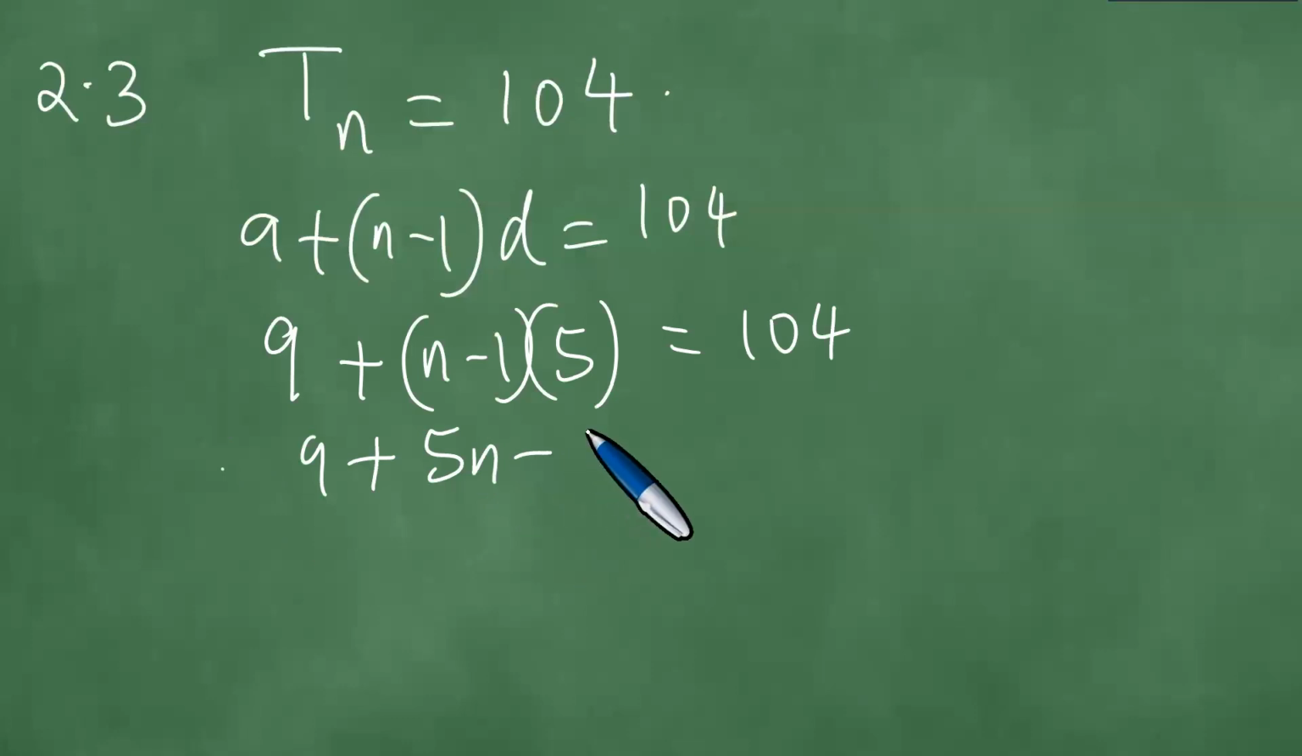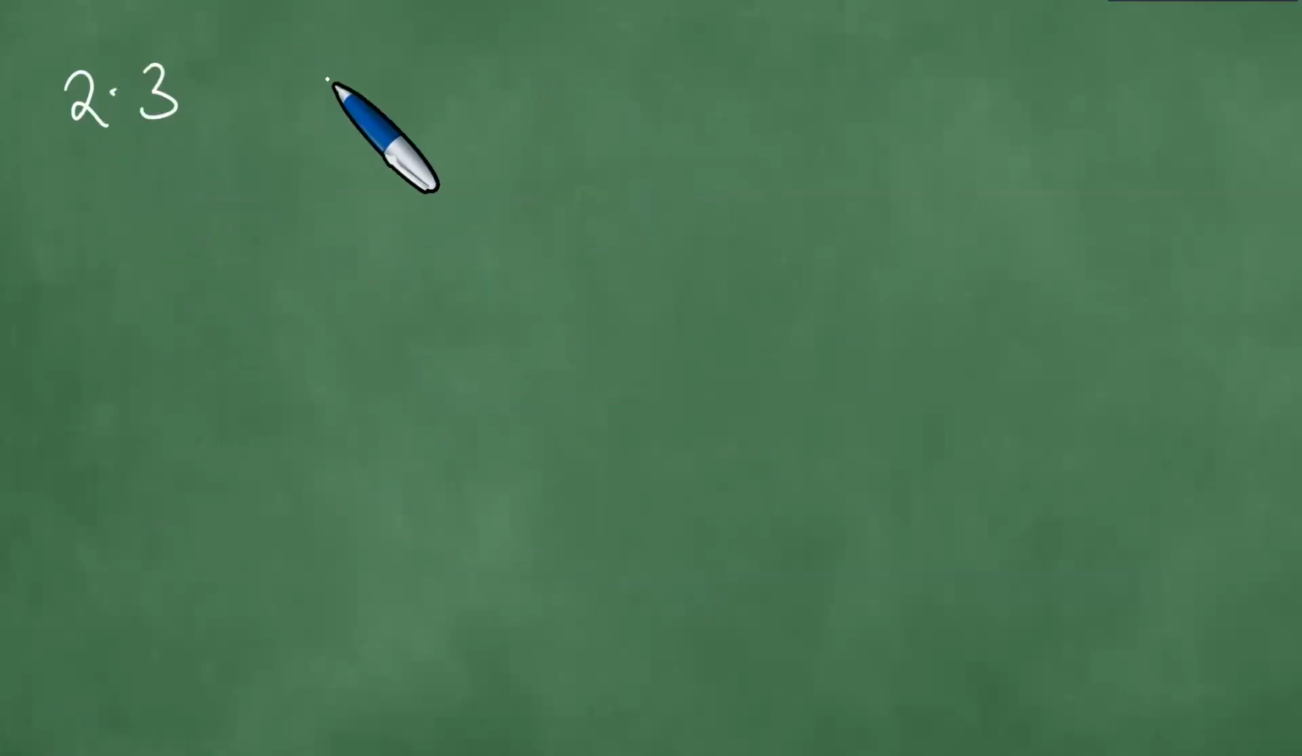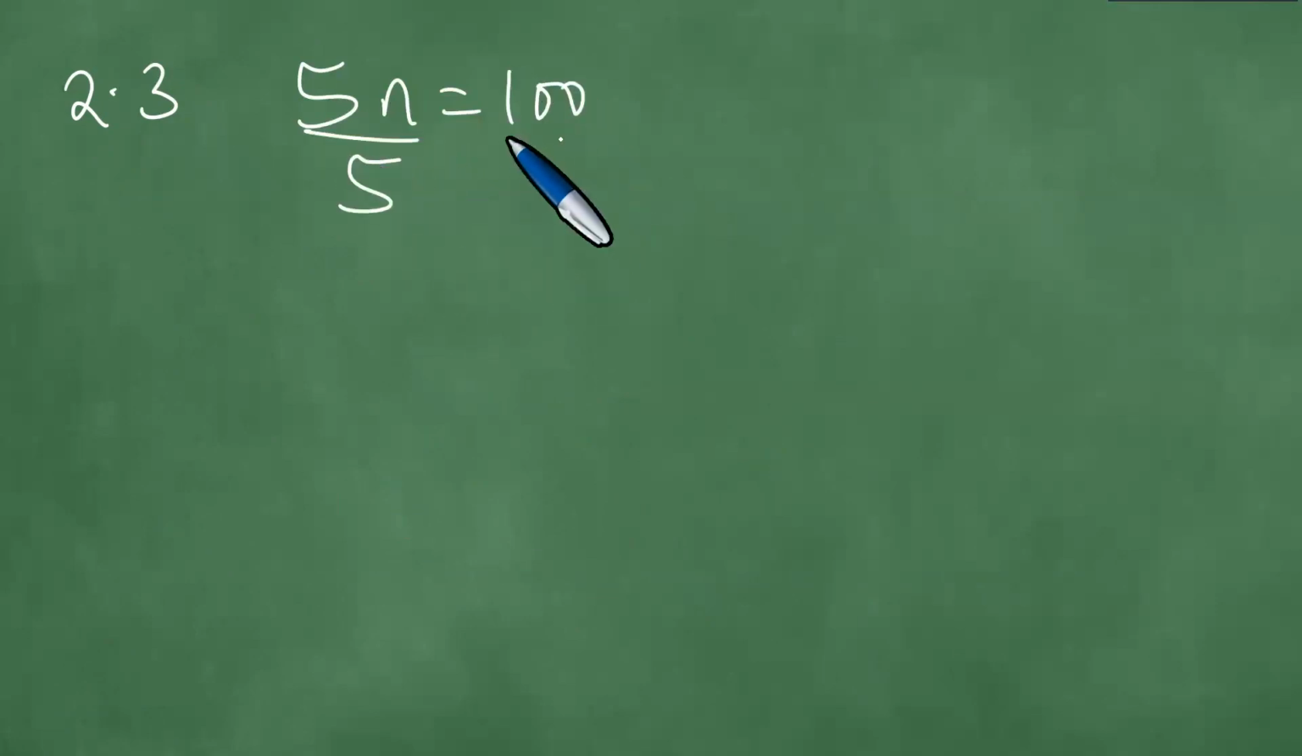9 plus 5n minus 5. So 9 minus 5 is what? Is 4. We have 4. 104 minus 4 is 100. So it means therefore, at this point, if you're looking at 2.3, we have 5n equals 100. You divide the left by 5 and the right by 5, getting n equals 20. n equals what? 20.